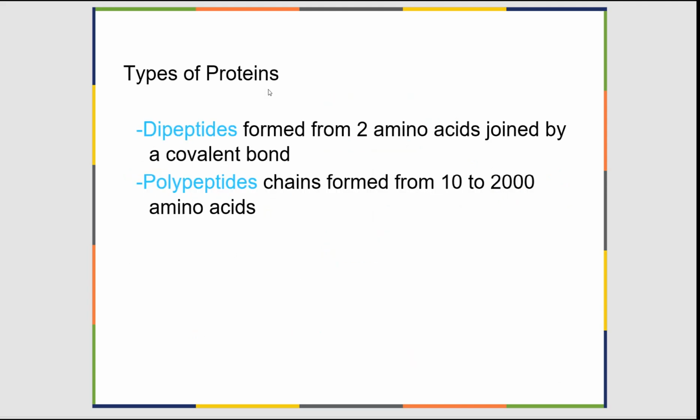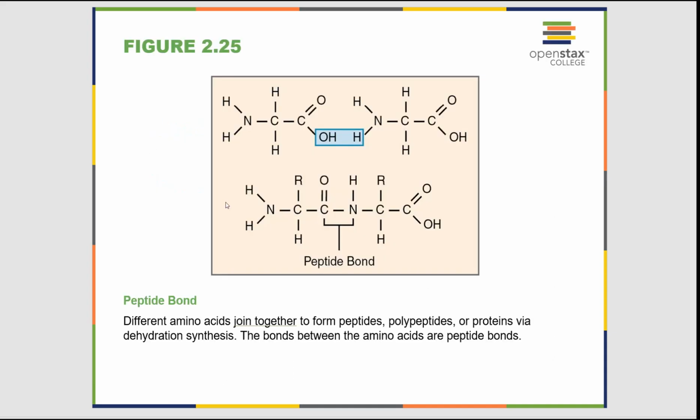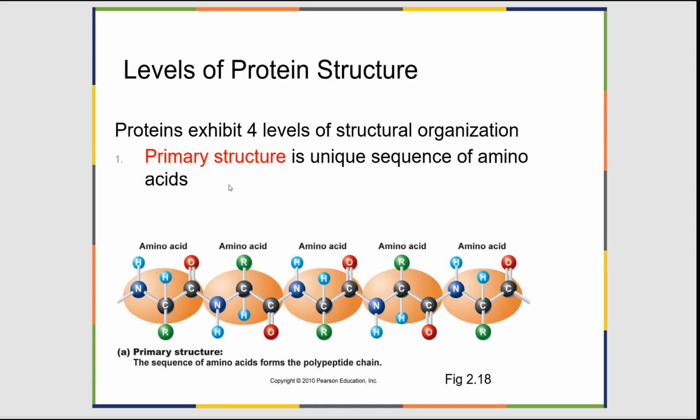We have different types of proteins. We have dipeptides. Di is two. Dipeptides form from two amino acids joined by a covalent bond. And polypeptides are chains of amino acids. So when there's just two of them, it's a dipeptide. When there's many amino acids, it's a polypeptide. Most we're going to talk about are polypeptides. Okay, just a different view of the peptide bonds.